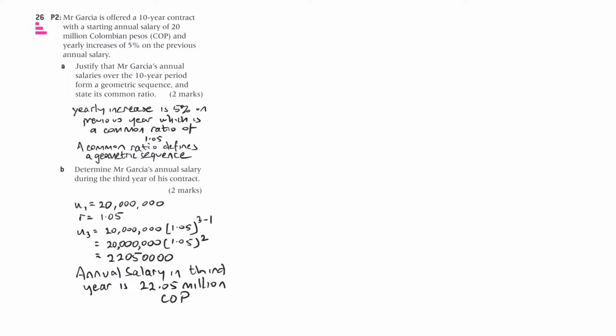A common ratio defines a geometric sequence. B, determine Mr. Garcia's annual salary during the 3rd year of his contract. It's already been defined as a geometric sequence. U1 is 20 million, R is 1.05, 5% increase, 1.05. Therefore, U3 is U1 times R to the n minus 1. That's 22 million and 50,000. The annual salary in the 3rd year is 22.05 million COP.